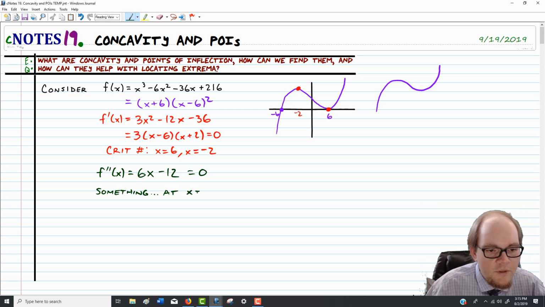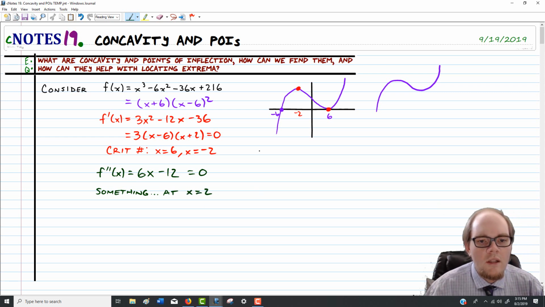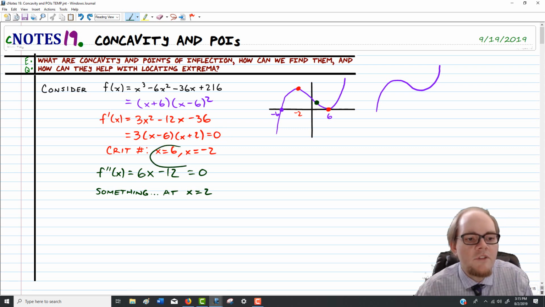at x equals 2. So allegedly, when we look at this graph, there should be something that's happening at x equals 2. There's got to be something changing. For instance, if we look at where f prime is equal to 0, we figure out places where f changes from increasing to decreasing. Well, something has to be changing at x equals 2.